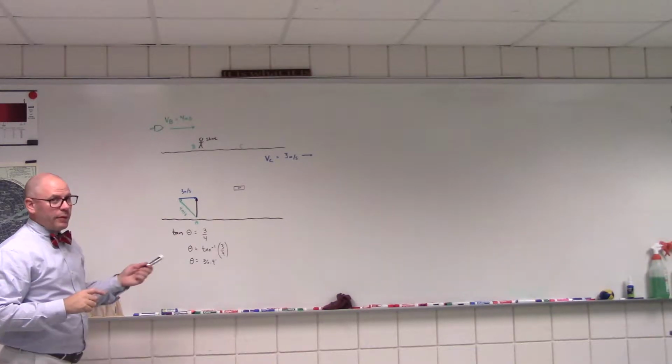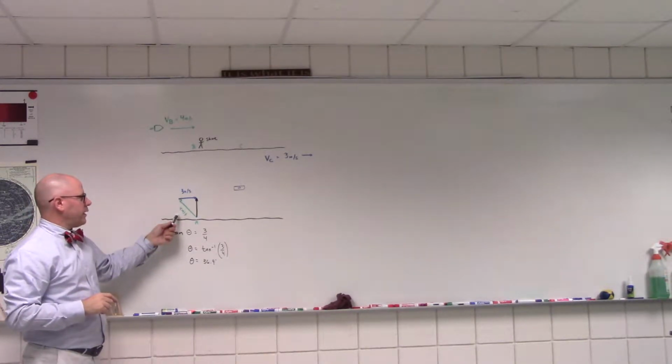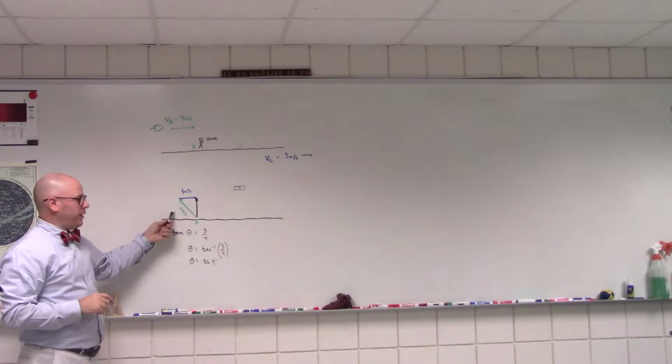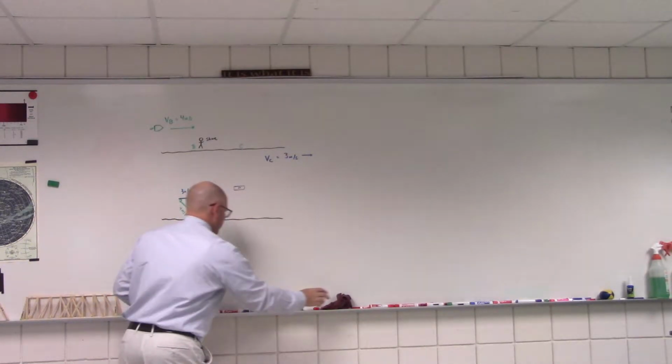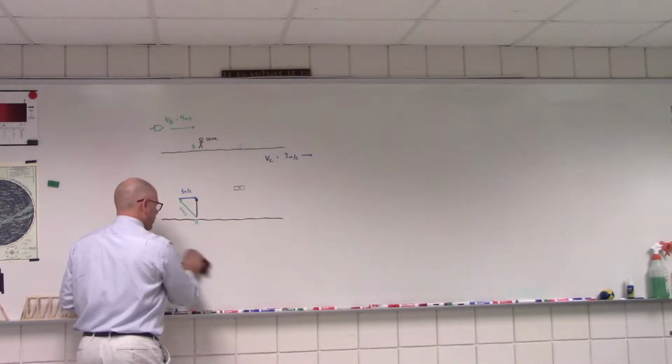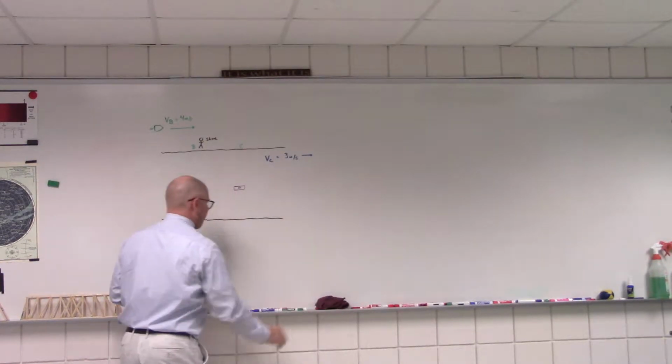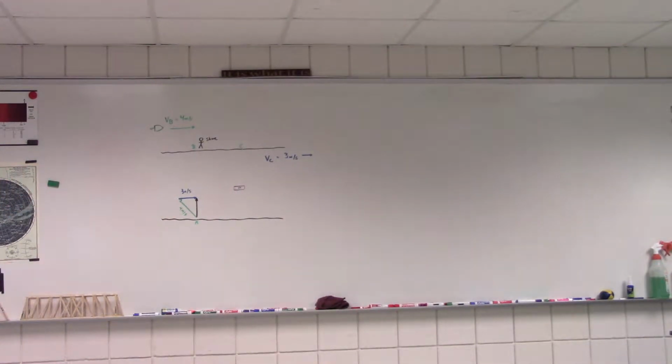And this is not a 3, 4, 5 triangle, because what do you notice here? The 4 is the hypotenuse. So this isn't going to work. We're going to have to use a little math.